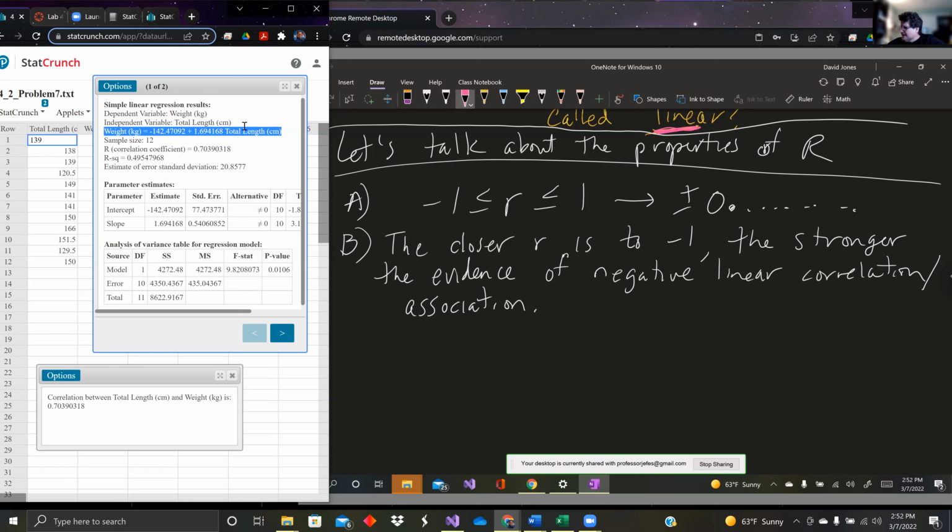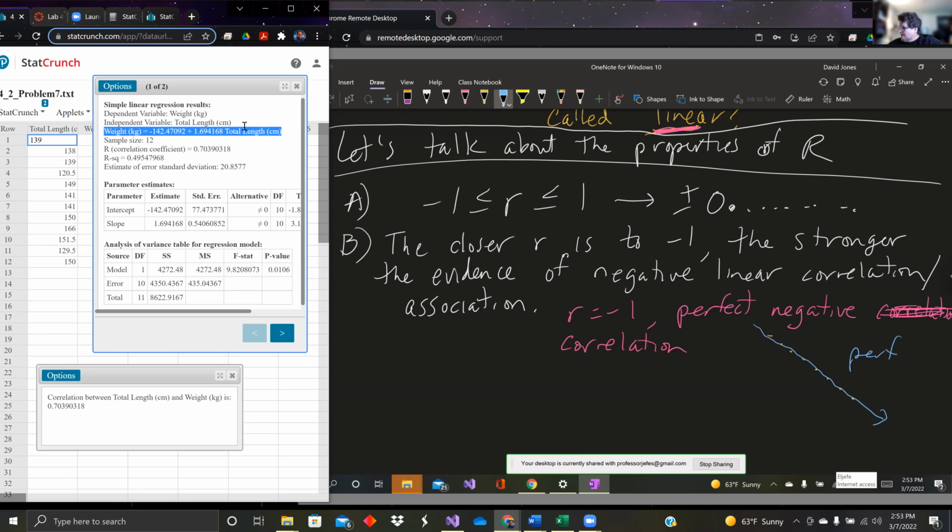And if R equals exactly -1, it's perfect negative correlation. And that's the scenario where the dots all make a perfect straight line. Like a perfect line. It doesn't happen. Like it might happen 1 in a million times. It's not common.